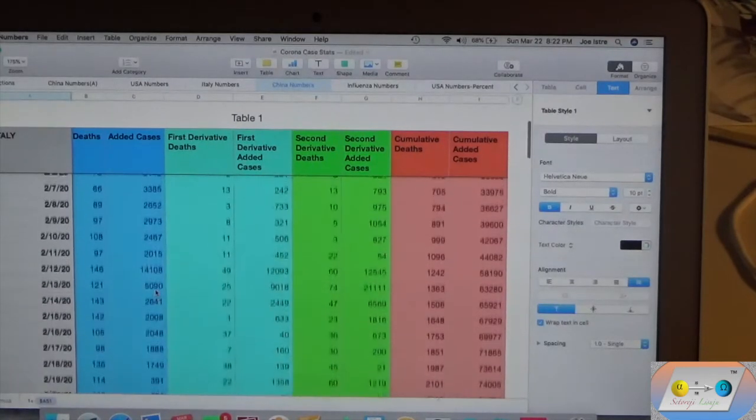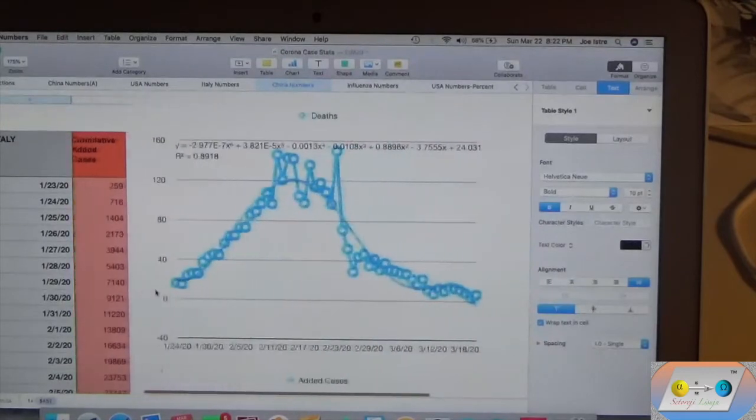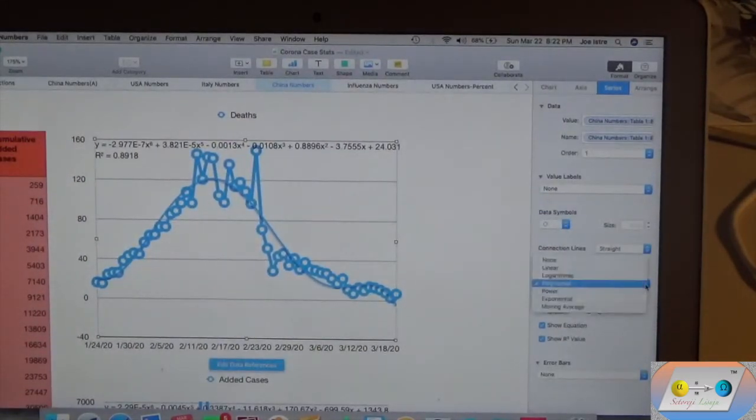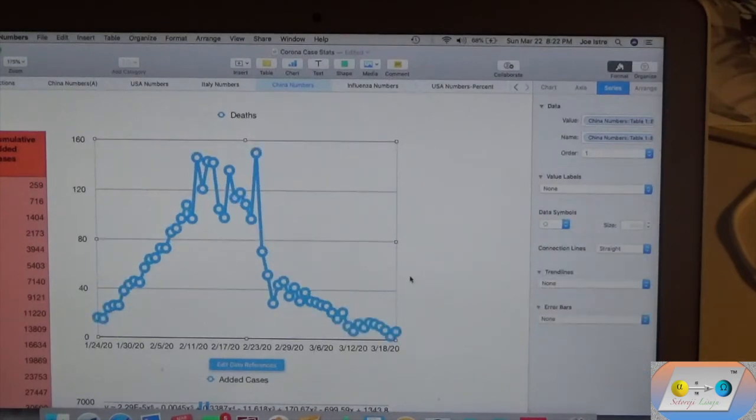Now you can clearly see that with the derivatives here. And obviously you can tell I was playing with the trend lines, but let's get rid of the trend line so we can look at it naked.